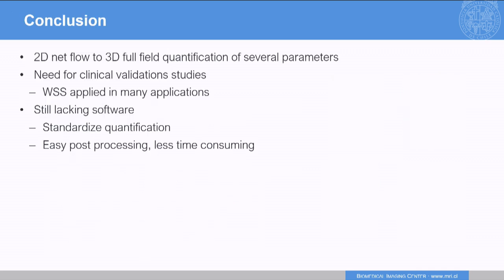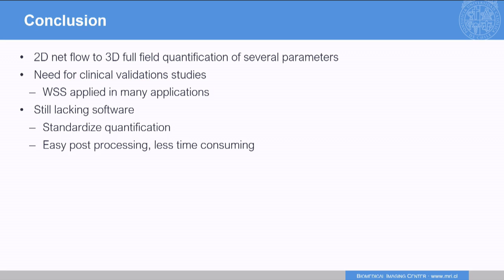So with that, I would like to conclude. Maybe in the near future, we will not only measure just 2D flow, but also maybe we will provide 3D full-field quantification of several parameters. And as the previous speaker said, we might still need some clinical validation studies for some of those parameters to see whether it makes sense or not to put those parameters into the clinics. Although some of those parameters, I think, have been quite well validated, such as wall shear stress, and some people are already taking wall shear stress into the clinic.